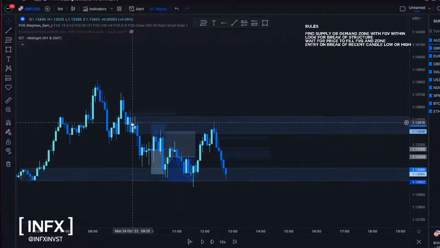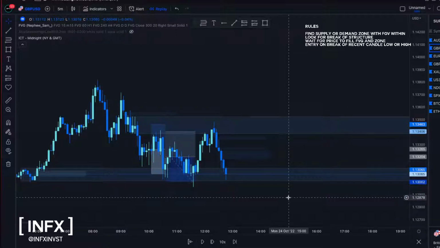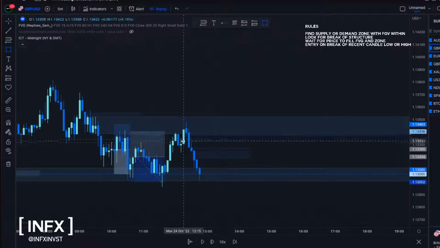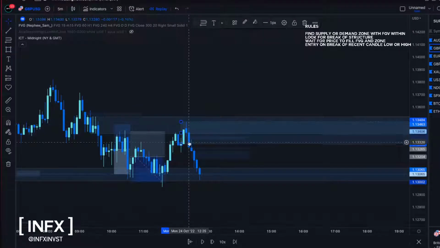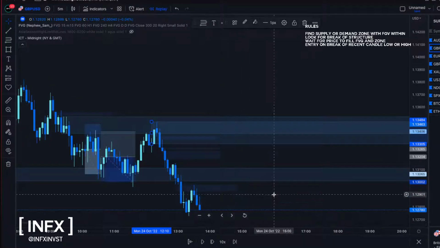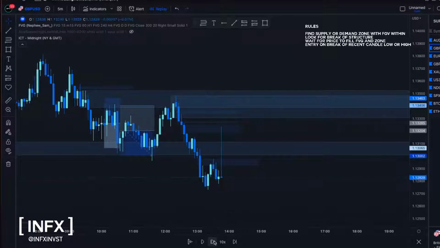I may from time to time delete these boxes because they do go across the whole page and they might get a little bit annoying. So let's see. This here is an area exactly what I'm looking for. We've got a supply zone, creating a nice push down. We've got an FVG right in the middle there. So we might not come back to there today. It's looking like we're not going to, so we're going to keep on going.